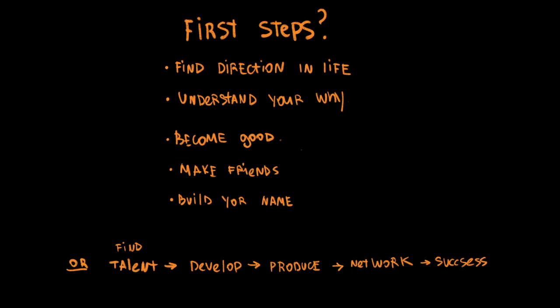In a nutshell, the formula or your path looks like this. Find your talent, develop that talent to a professional level, produce good work and collect it in a place where people can find it, network with the right people and keep developing your skills until you find your place under the sun and you'll find a stable batch of clients and industry connections. And then you rinse and repeat.